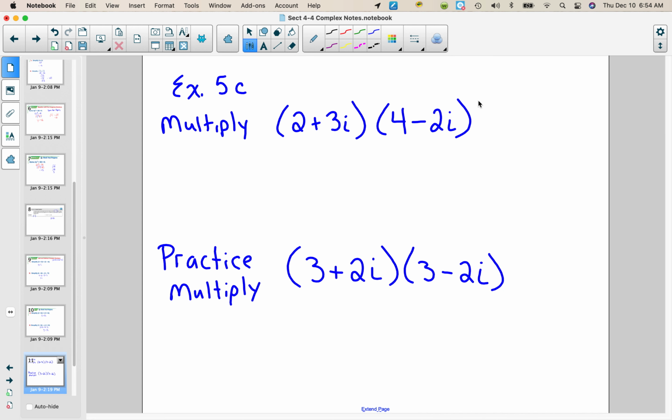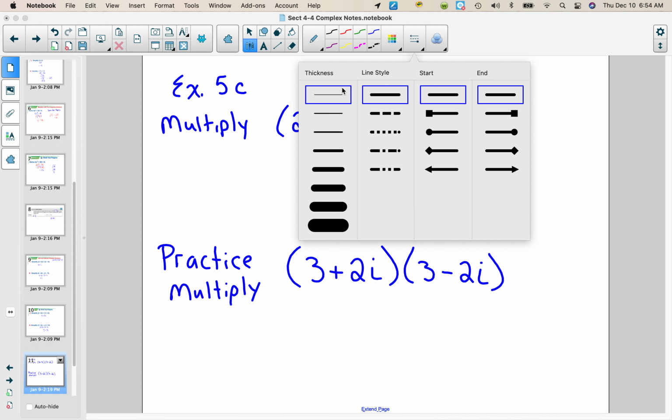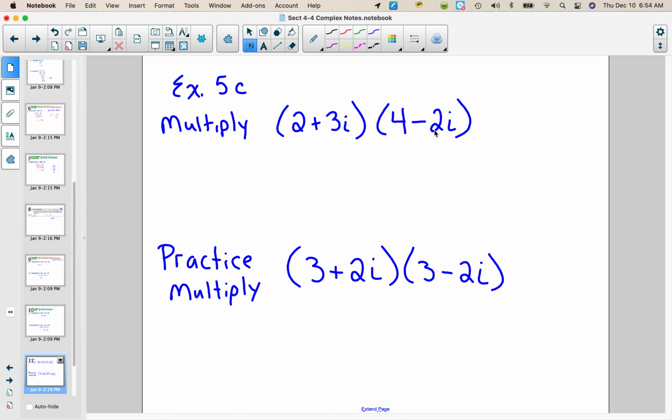You can also multiply. So when you multiply, you can do FOIL, you can do a box. So if you are going to do FOIL, we do first, outside, inside, and last. And when we do last, we get -6i squared.